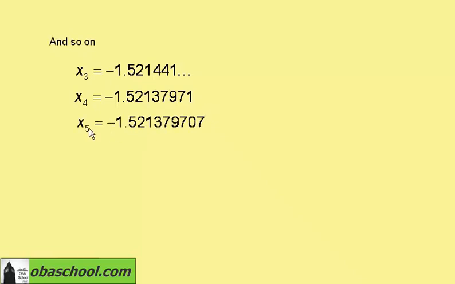Doing so, we get x3 is minus 1.521441, x4 is minus 1.52137971, x5 is equal to minus 1.52137907. Note how little the values are now changing. This lends itself very well to quick use on the calculator.